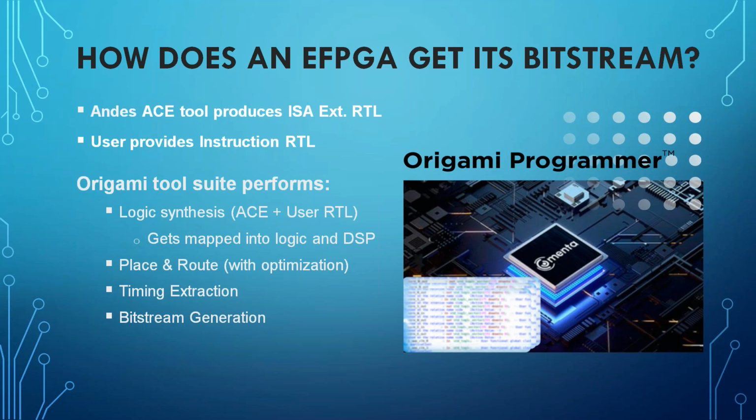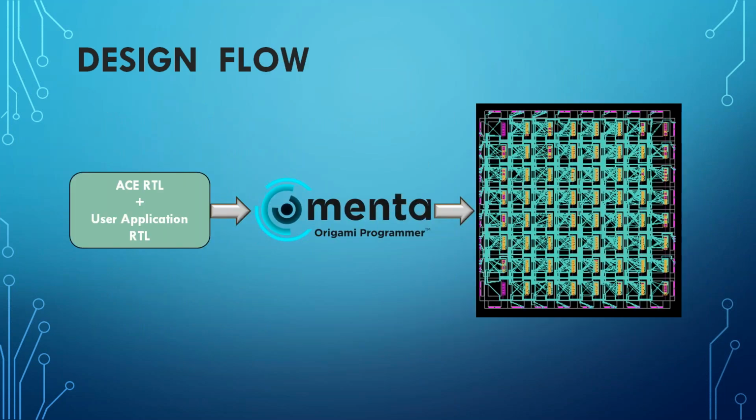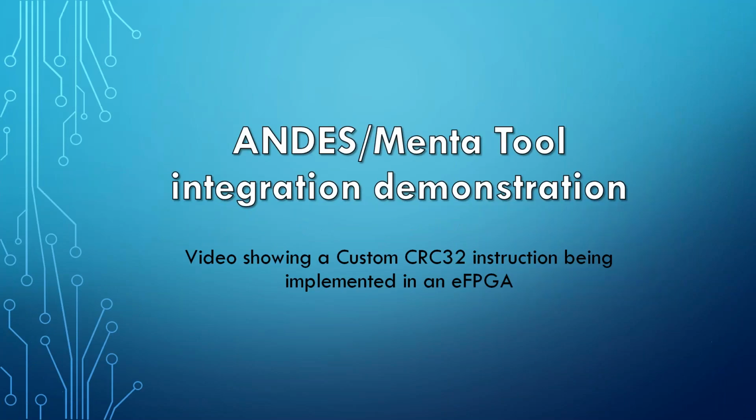So we do place and route, and we do have high optimization within our tools for that place and route. We have timing extraction, and we have bitstream generation. So just a high level view here, you have the ACE RTL and the user RTL going into Origami Programmer. Origami Programmer produces a bitstream, which will then get committed to the array.